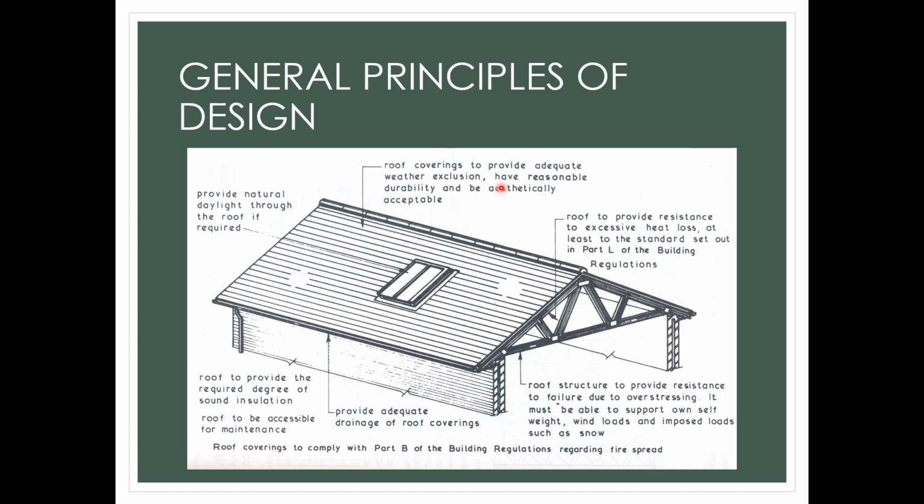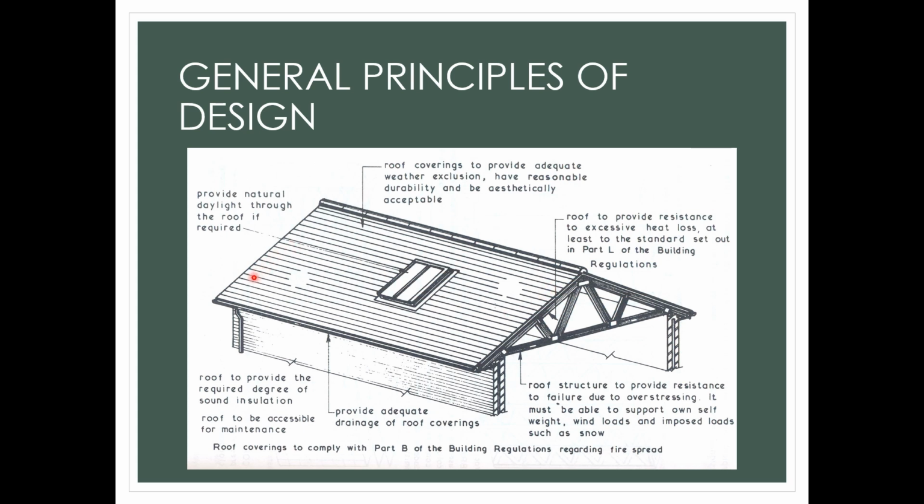Okay, the roof covering must provide adequate weather exclusion and have reasonable durability. The roof must provide resistance to excessive heat loss, and must be set according to the standard. And then the roof structure to provide resistance. So this is the roof tiles or coverings, and this is the structure of the roof. The roof structure must provide resistance to failure due to overstressing, and then provide adequate drainage for the roof covering.